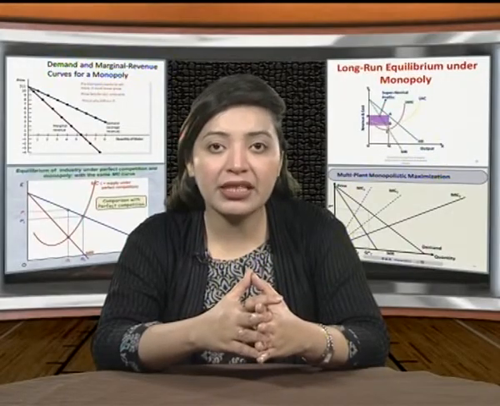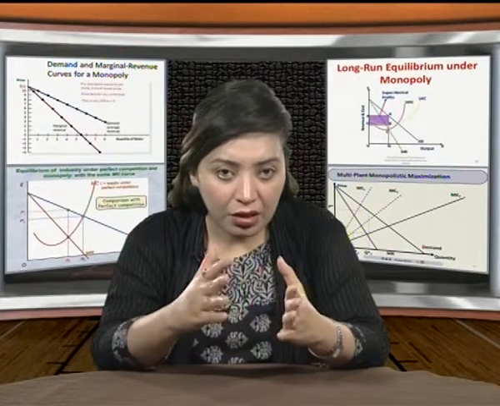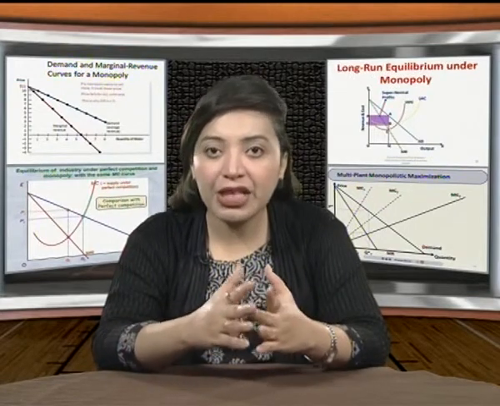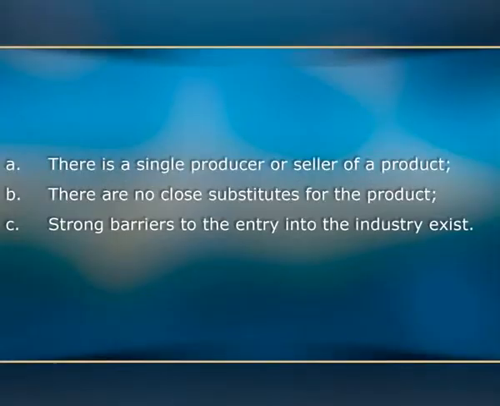Conditions necessary for the existence of monopoly. For the monopoly to exist, three conditions are necessary. First, there is a single producer or seller of a product. Second, there are no close substitutes for the product. Third, strong barriers to entry into the industry exist.